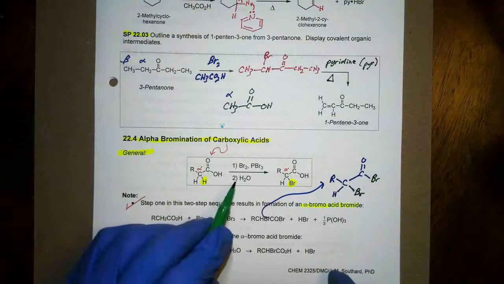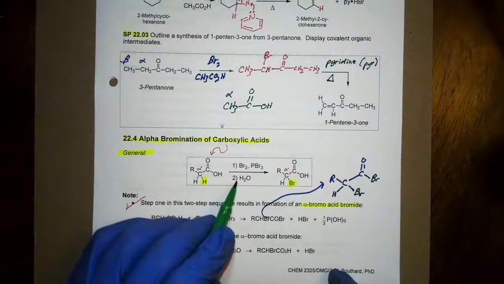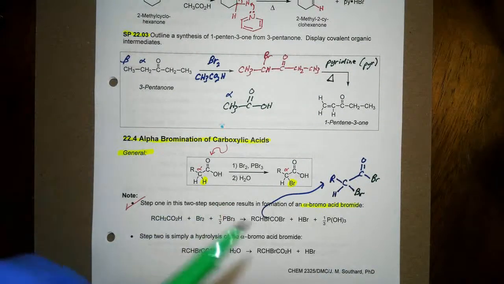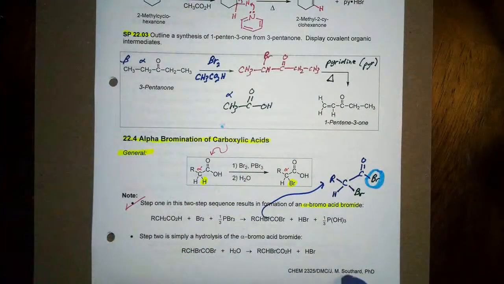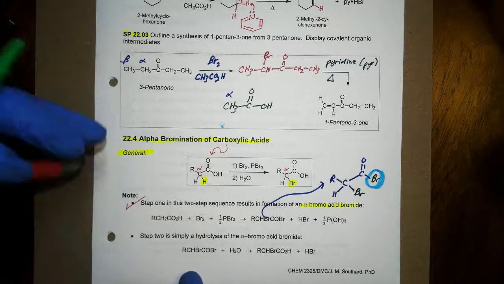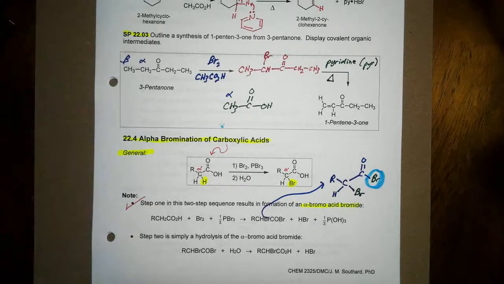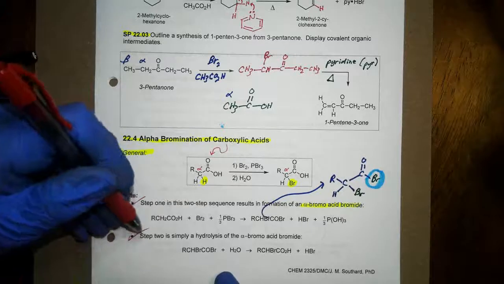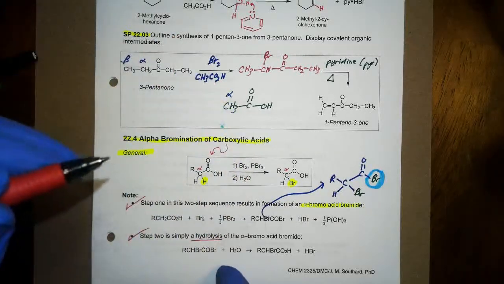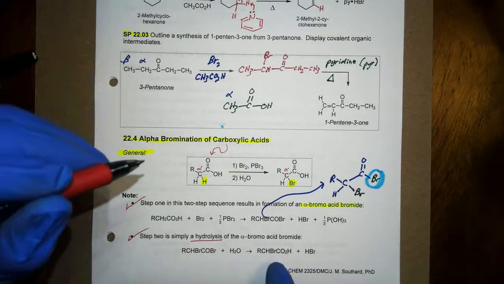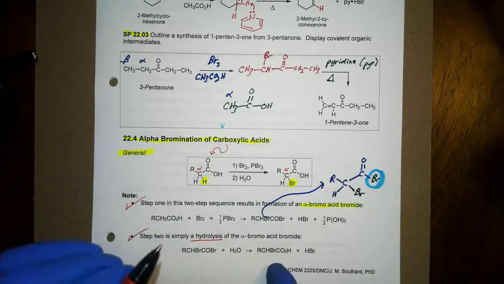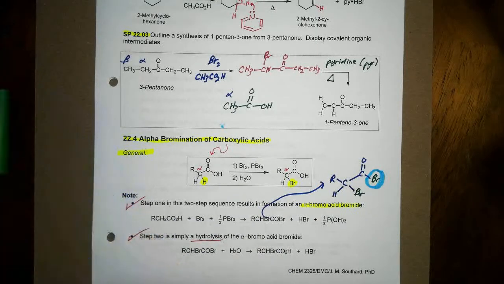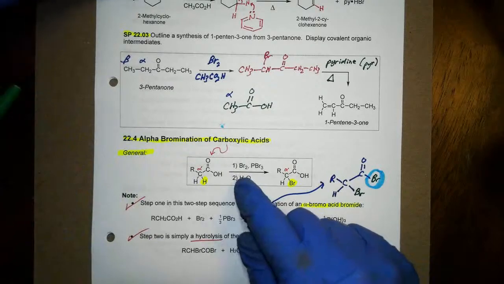So that's why we need a step 2. Step 2, in this case water, is going to end up replacing that Br with an OH. So that's what happens in step 2. Step 2 is simply a hydrolysis of the alpha bromo acid bromide. So this compound here that I'm pointing at is that compound there. That's the final product. Well, some chemists got wind that this is a pretty cool thing that you could add water. What if we add something other than water?